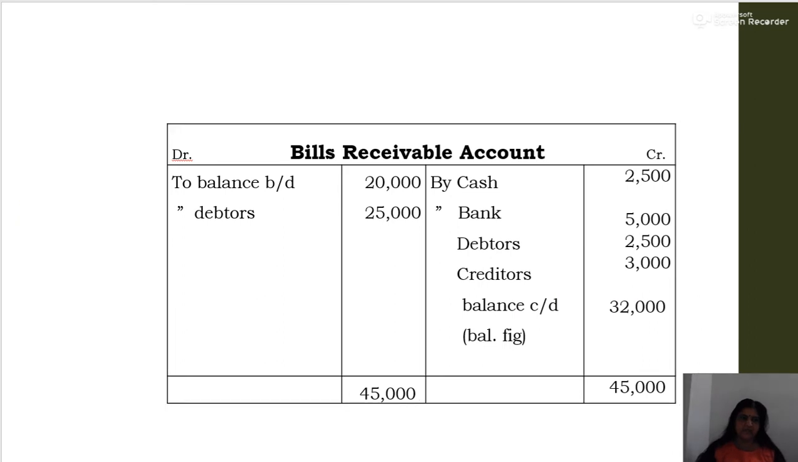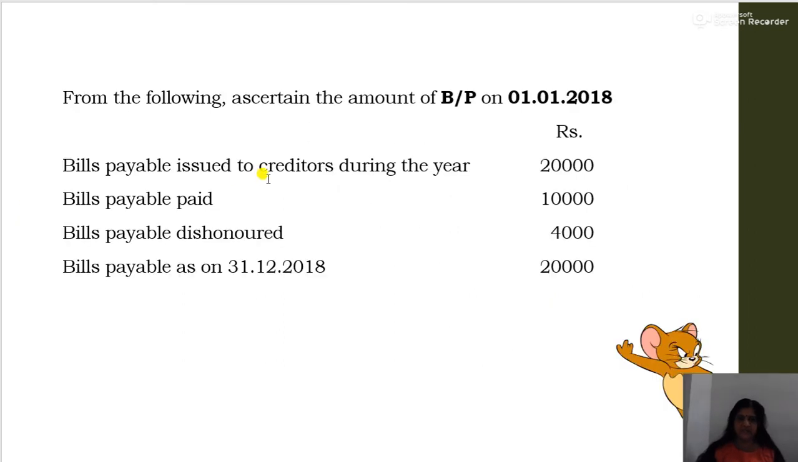Now there is one more account remaining, that is the preparation of bills payable account. Okay, so this is the question. From the following, ascertain the amount of bills payable on 1/1/2018, which means you have to compute the balance as on 1/1/2018, which constitutes the opening balance. So by preparing the bills payable account, you have to compute the opening balance of bills payable.